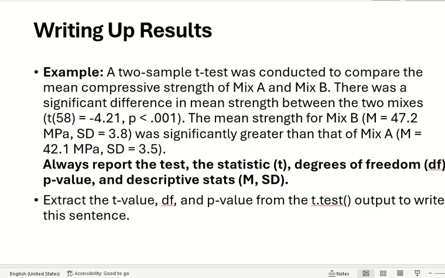Then you provide more details about the data itself. So there is a significant difference, but what does it mean? The mean strength of mix B, 47.2 with a standard deviation of 3.8, was significantly greater than mix A, with a mean of 42.1 and a standard deviation of 3.5. So: type of data, what you are comparing, type of test, result of the test, and then more information about the data.